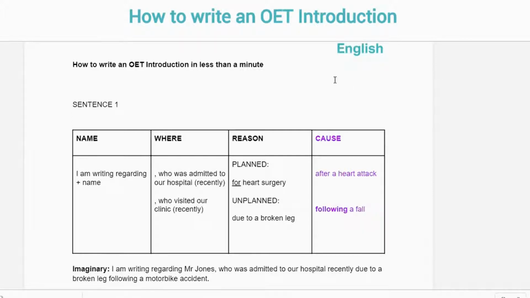And Dachayani, can I have one from you, please? I'm writing regarding Mrs. Smith, who visited our clinic for diabetes checkup. Following increase in blood sugar level. Good. You need to say for a diabetes checkup. But that was good. For a diabetes checkup. Brilliant.